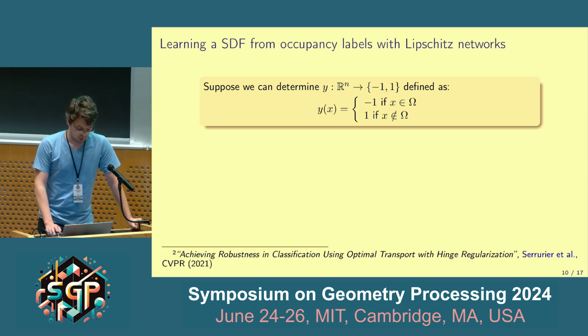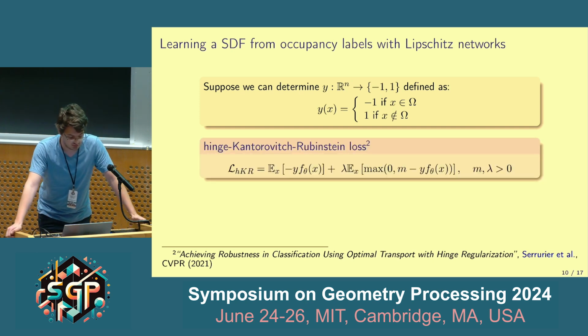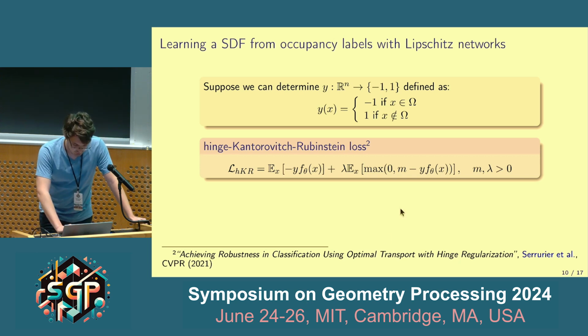And from this data, we can define a new loss, first proposed by Serrurier and colleagues, which is a binary classification loss called the Hinge-Kantorowicz-Rubinstein, or HKR loss. So this monster is made of two terms. The first one here is simply -y f(x).